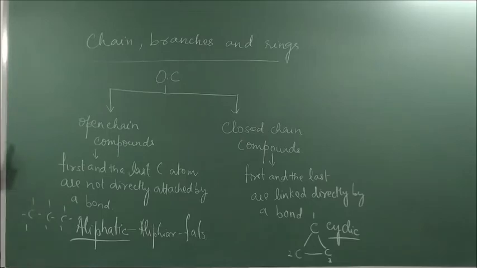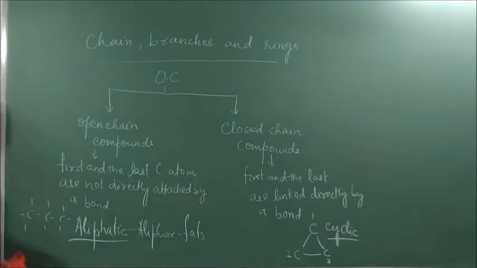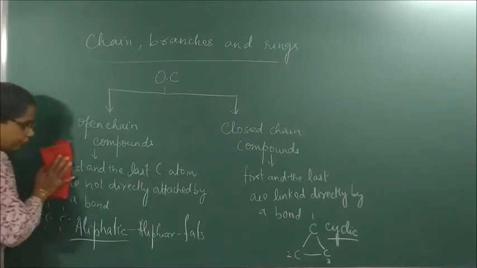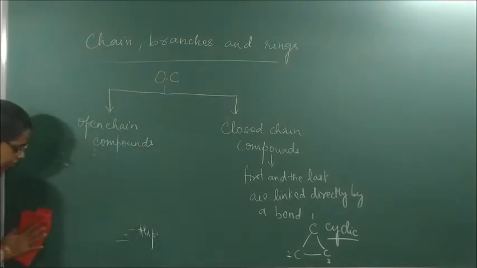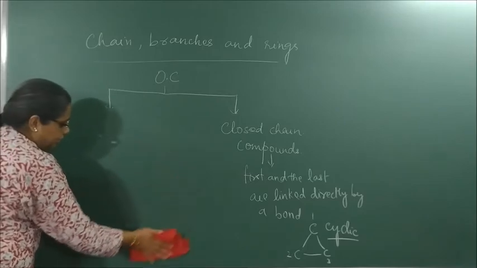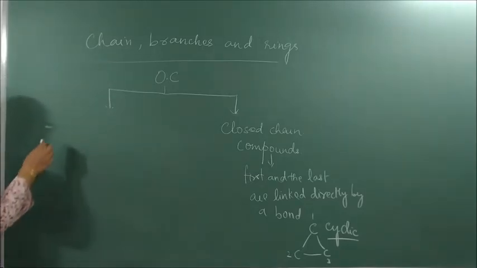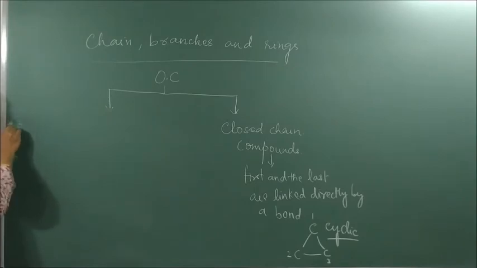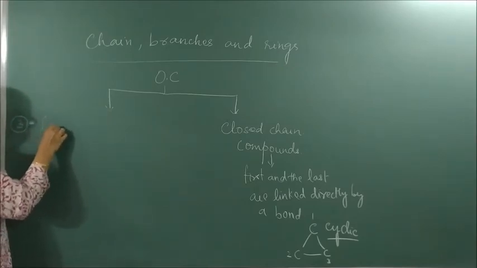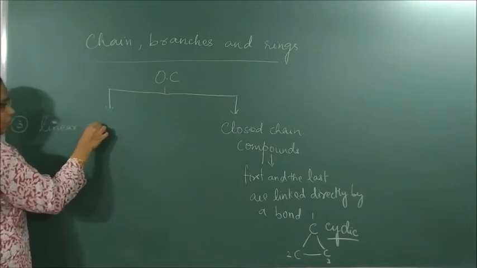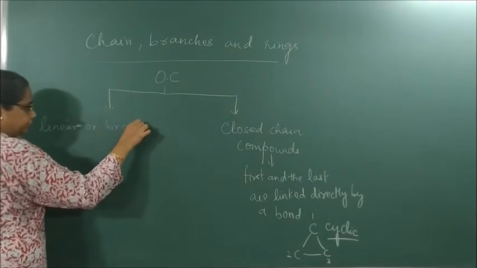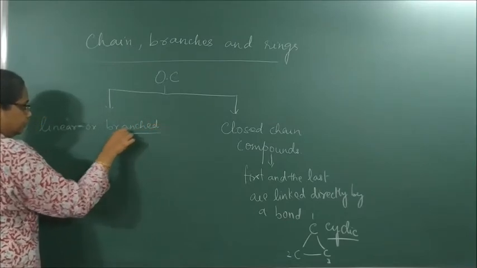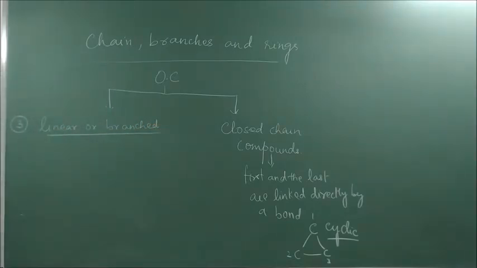Okay, so this part first you write and then we will continue. These compounds are called aliphatic compounds because they resemble the structure of fats, and those are called cyclic compounds. So now we will first study all about aliphatic compounds. See, these open chain compounds or aliphatic compounds, this is the third point, they can be linear or branched. They can be both linear or branched.